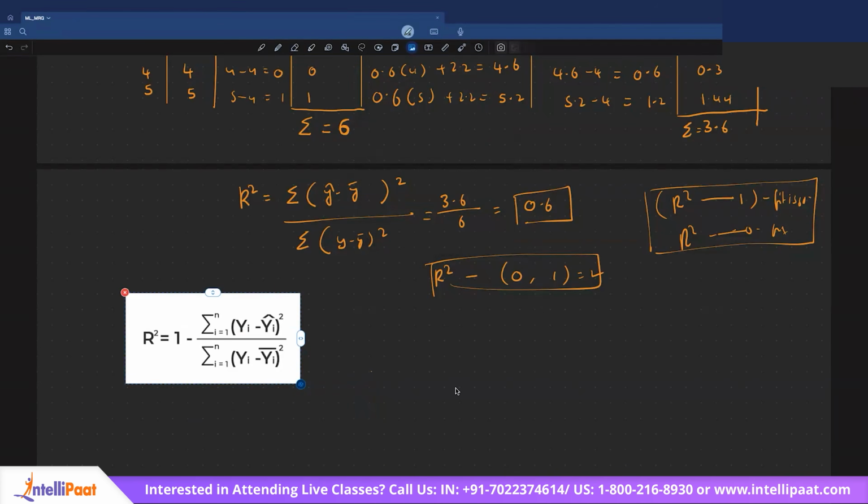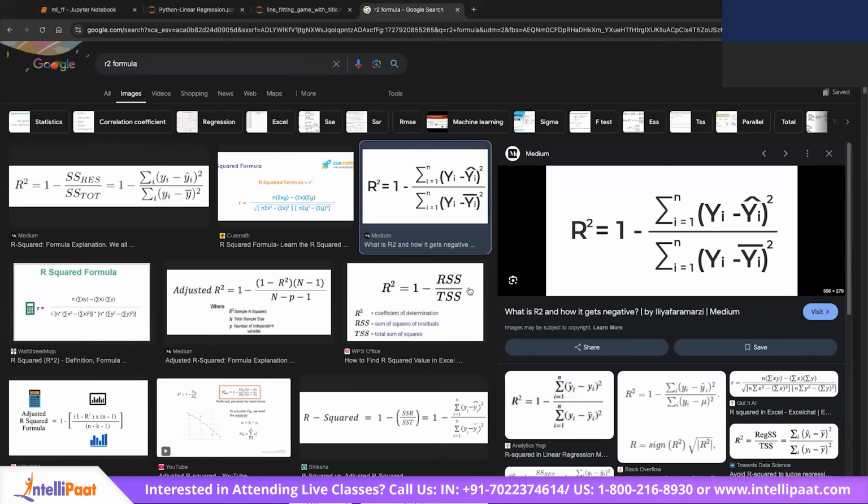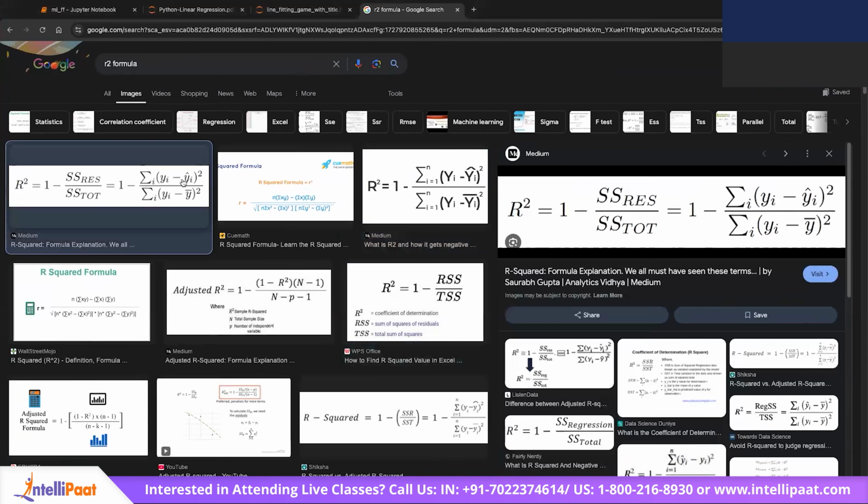Nope. Look at the numerator and look at the denominator. Y minus Y hat, and here I have Y hat minus Y versus Y minus Y bar. Okay. Actual minus predicted, and estimated minus mean. Okay. Two things. I'm also going to show you guys one more formula. I'm going to show you guys it like this.